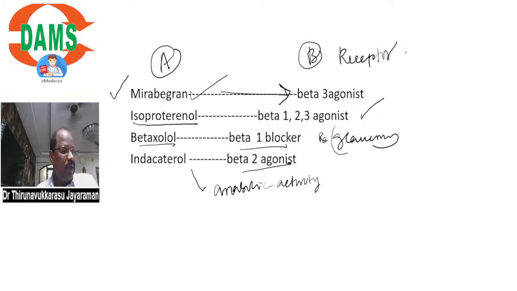Okay, I think this is the same question. Can you confirm, this question came? It is a matching type question, where they give some drugs and the receptor they act on. Mirabegron, a beta 3 agonist, is useful for treatment of overactive bladder. Isoproterenol, a beta agonist. Betaxolol, a beta blocker, that's a beta 1 blocker. Indacaterol, a beta 2 agonist.